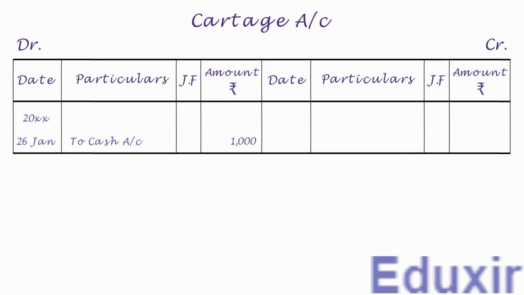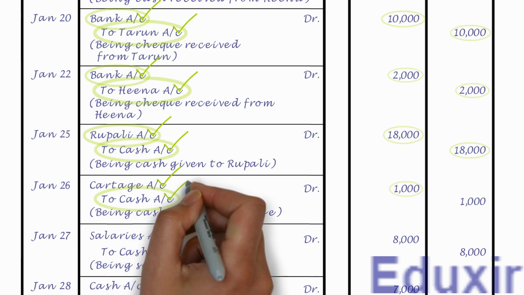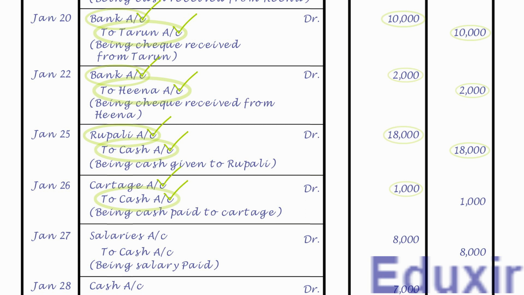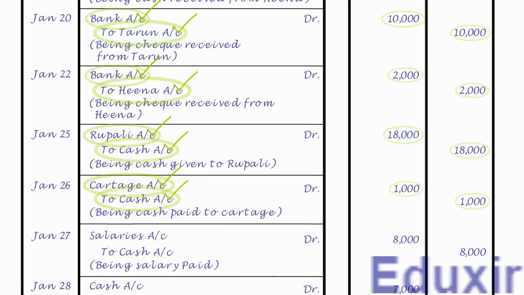Let us now take up the next entry. As the name suggests, it needs to be posted on the credit side of cash account and the credit amount is 1000 rupees. Note that the details that need to be posted into the particulars column is Cartage account. We already have cash account. Let us now post this entry into that account.